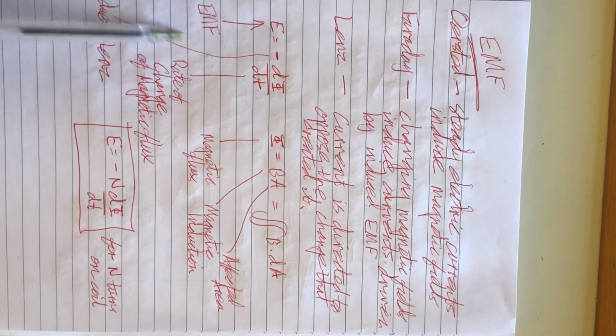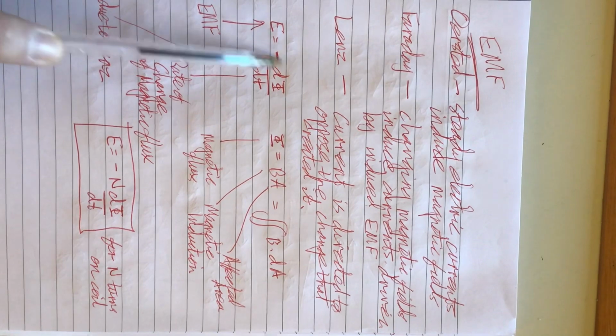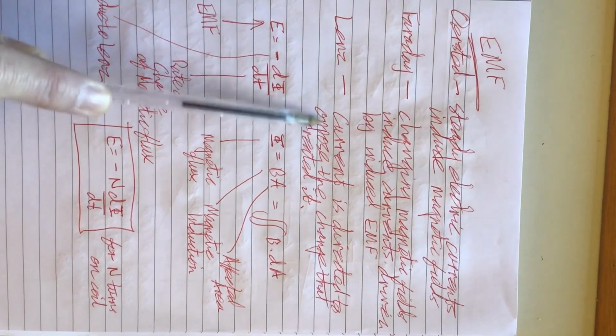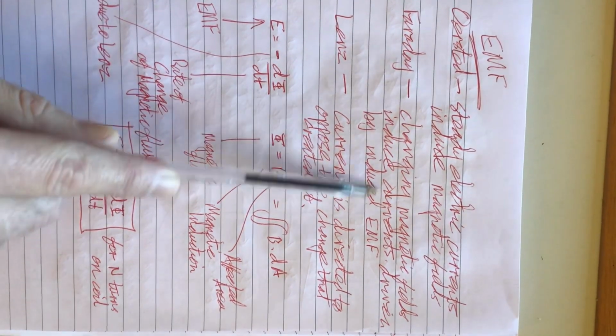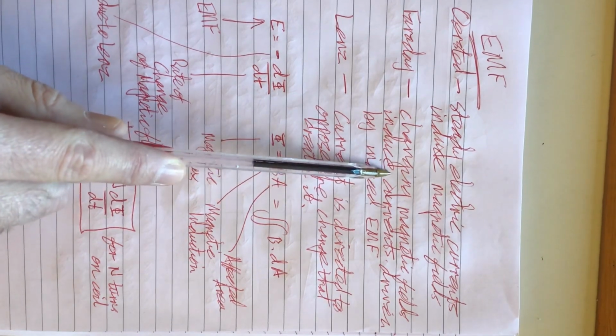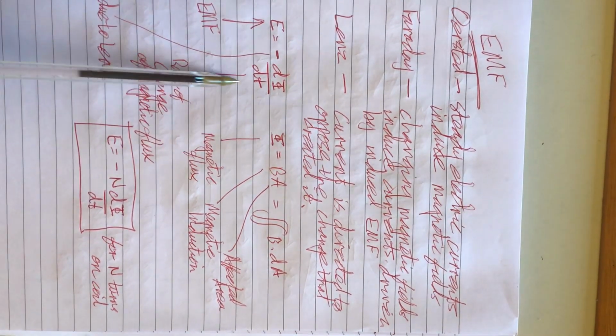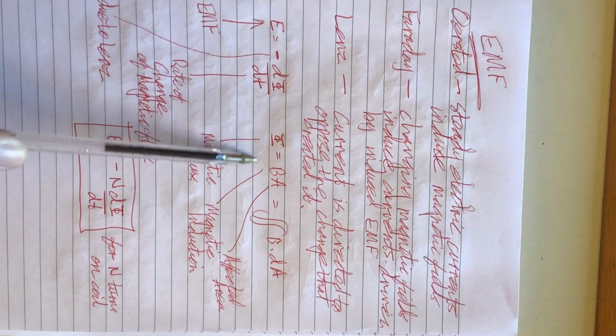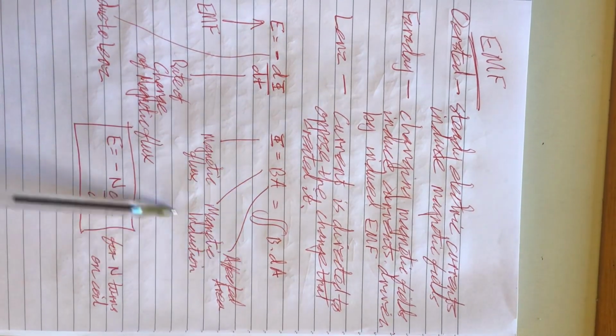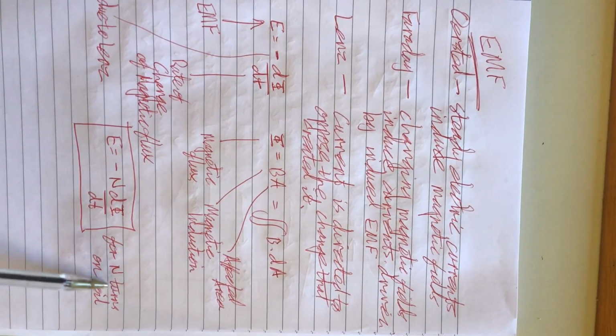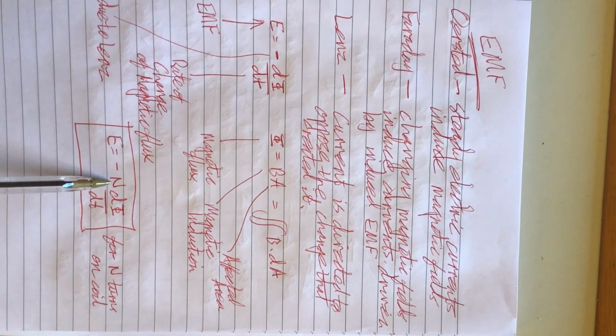E is the EMF, and it has a minus sign because Lenz said the current would end up being pointed in the opposite direction, which means that the EMF has to be pointed in the opposite direction. And of course dΦ by dt is the rate of change of the magnetic flux there. And if we have more than one loop of wire in our coil, then we pop in an N for the number of loops on the coil.